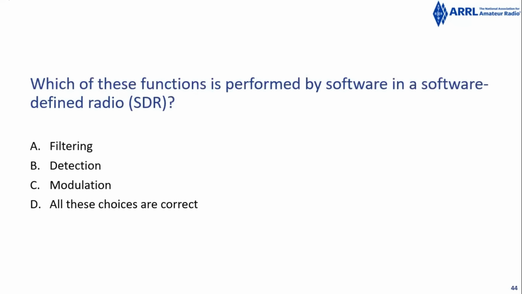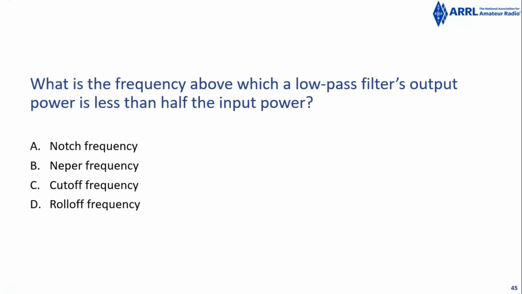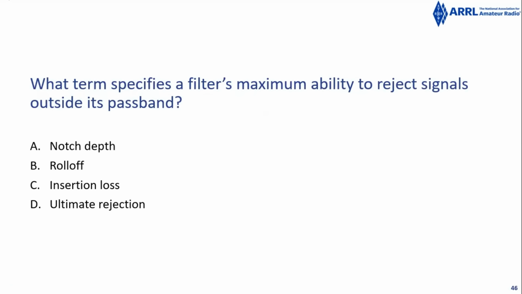B. Which of the following functions is determined by software in a software-defined radio? Can be all of those. You can do filtering, detection, modulation, all those things digitally. What is the frequency above which a low-pass filter's output power is less than half the input power? So that's the cutoff frequency. What term specifies a filter's maximum ability to reject signals out of its band? Okay, the maximum would be the ultimate rejection.